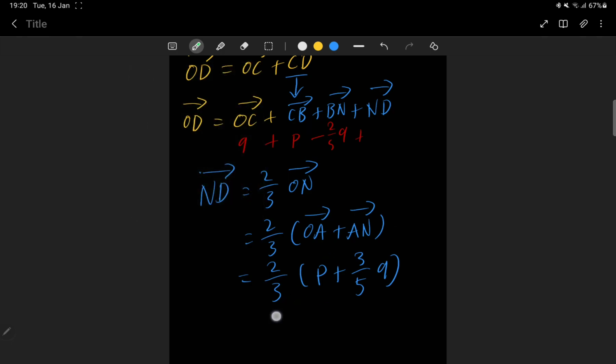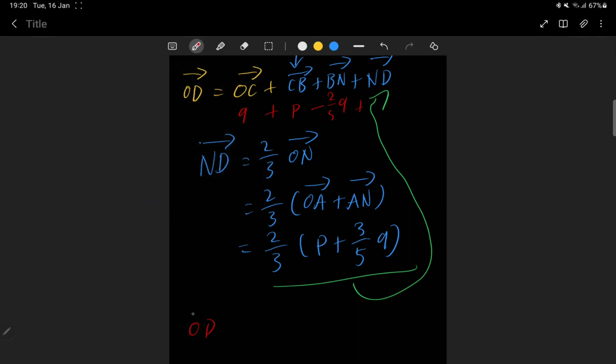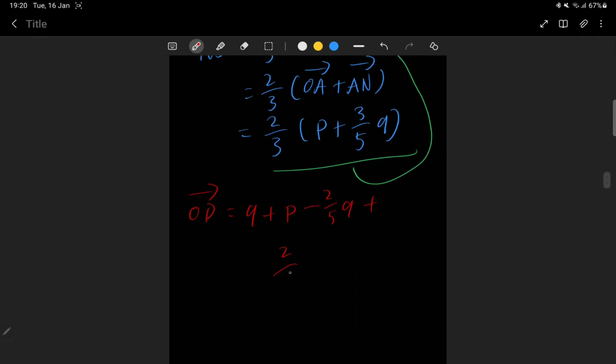We can put this back into here, which will give us, let me rewrite that, OD is equal to q plus p minus 2 over 5 q plus 2 over 3 p plus 3 over 5 q, right? And then you should be able to simplify that to only having one p term and one q term. You can do that on your own. Let me know if anything here is not clear or if I can explain anything further.